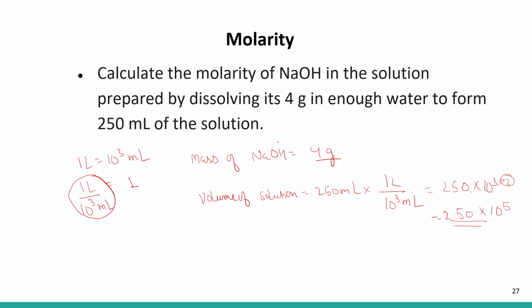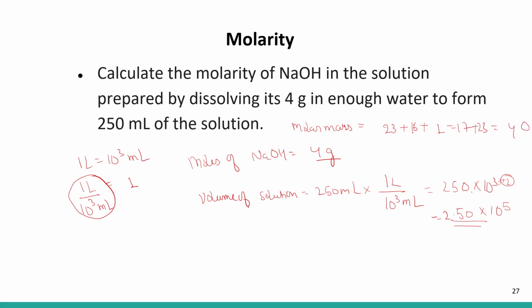For calculating the moles of NaOH from the mass, you have to first calculate the molar mass of NaOH. So how do we calculate the molar mass? I am doing it in a quick fashion. For sodium it is 23, 1 atom of sodium. For oxygen it is 16. For hydrogen it is 1. 16 plus 1 is 17, 17 plus 23 will be 40.